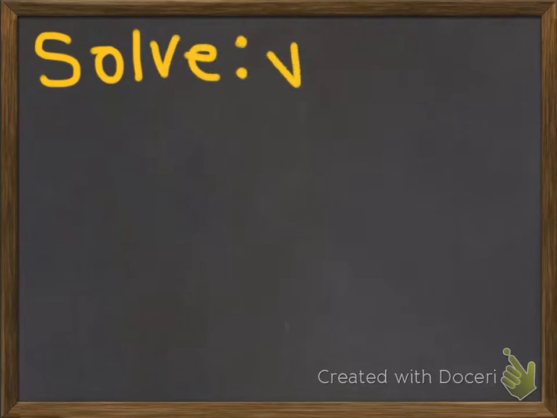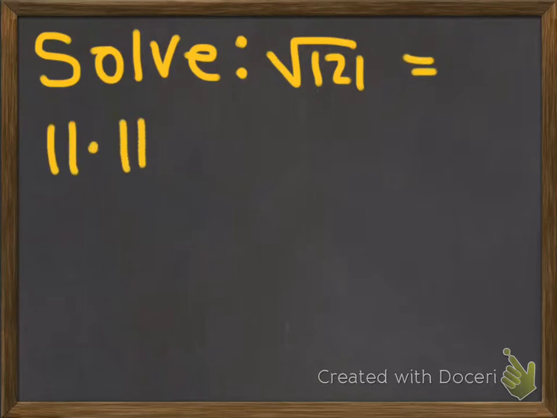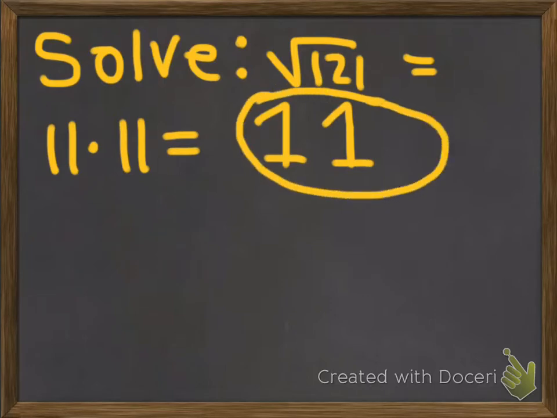So now, let's try another one. Solve the square root of 121. Pause it, and I'll tell you the answer later. Okay, so the answer of square root of 121 is 11. 11 times 11 is 121, so square root of 121 is 11.